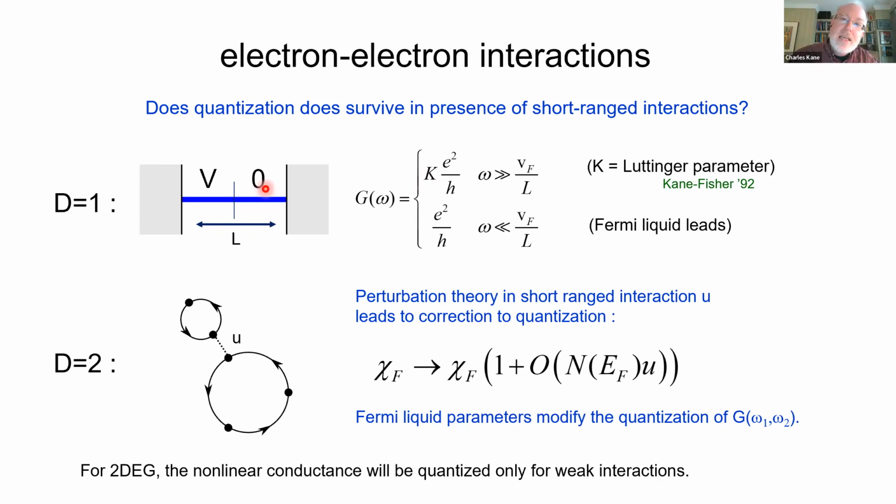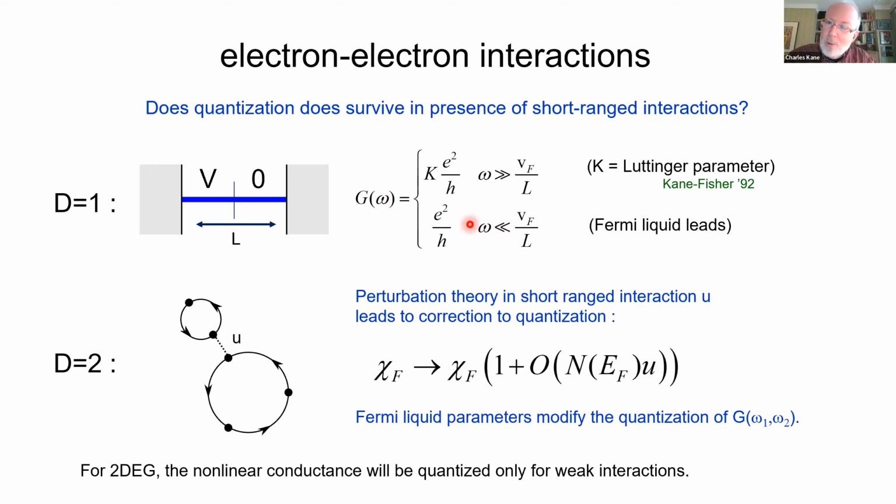Whereas if you have a finite length wire coupled to leads, and you take the frequency to zero limit for finite L, then the Landauer conductance actually goes back to being perfectly quantized. So basically, you're probing the fact that the leads are a Fermi liquid.